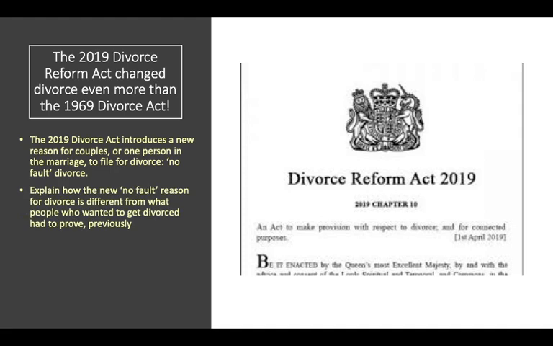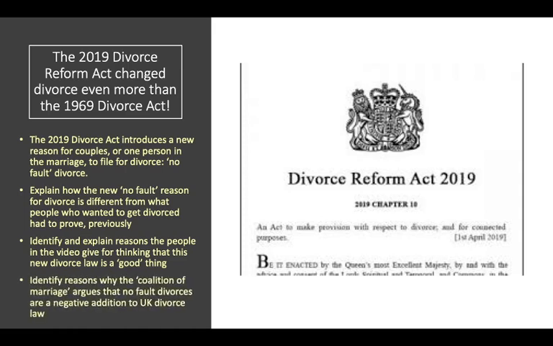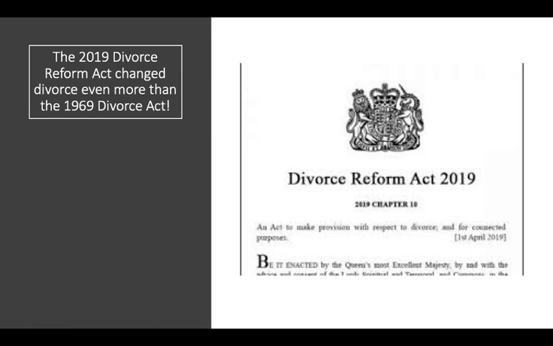Okay, so this is actually going to require you to do a bit of Googling. I want you to explain how the new no-fault reason for divorce is different from what people who wanted to get divorced had to prove, and identify and explain the reasons people in the video give. Oh, there's a video? Oh yeah, there's a link. I will pull that up later. And then what was the next little thing? You identify why the Coalition for Marriage argues that no-fault divorce is a negative addition. So a lot of people argue that it is not necessarily a good thing.